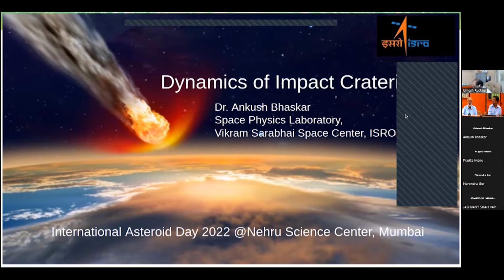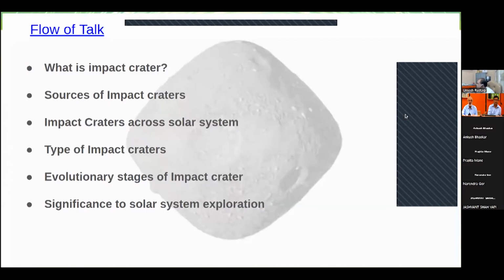I will be focusing mainly on impact craters, and how they form, what type of formations they have. So I will begin here. This is the flow of the talk I have.